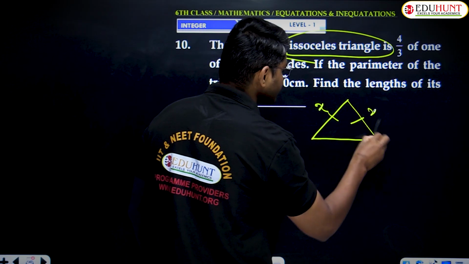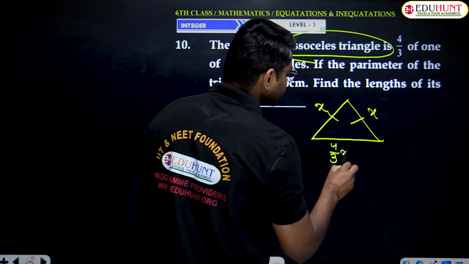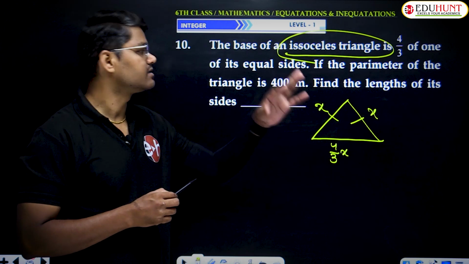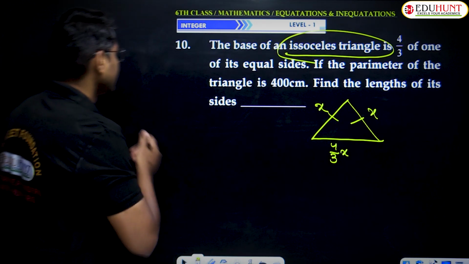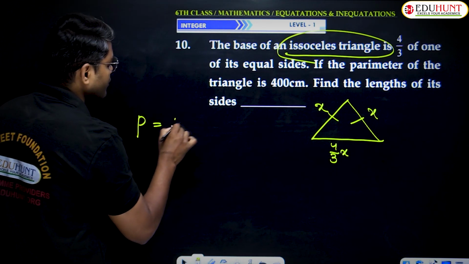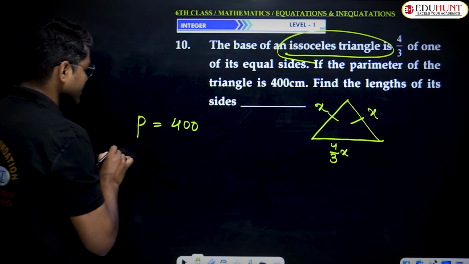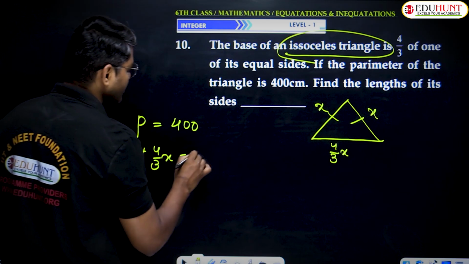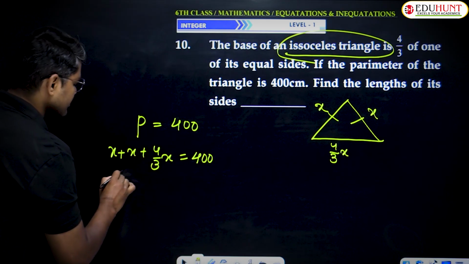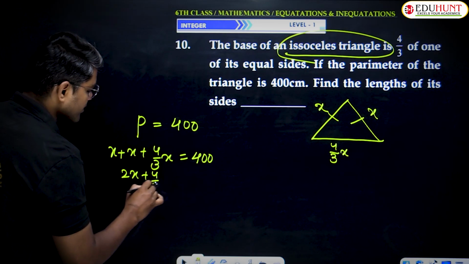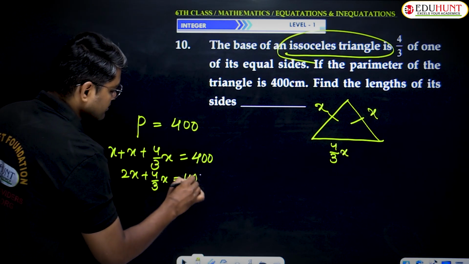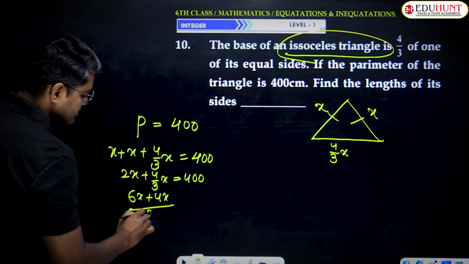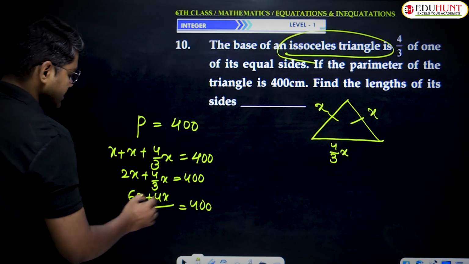Let it be x and x. 4 by 3 of x. The perimeter of the triangle is, perimeter means the sum of all sides. So, we have to add all the sides. The perimeter is 400. How do we get perimeter from this diagram? X plus x plus 4 by 3 x, that is equal to 400. 2x plus 4 by 3 x is equal to 400. 3 2s 6, 6x plus 4x by 3 is equal to 400. 10x by 3.